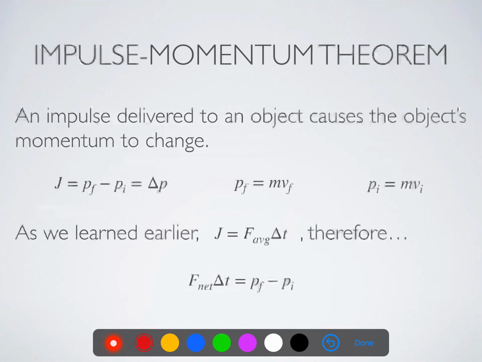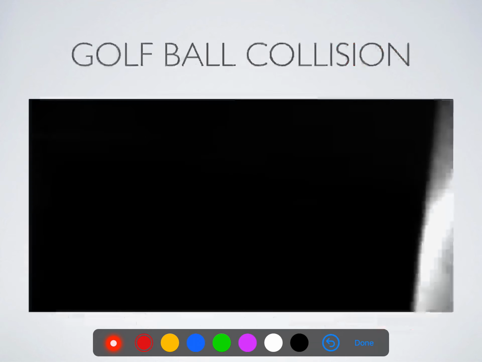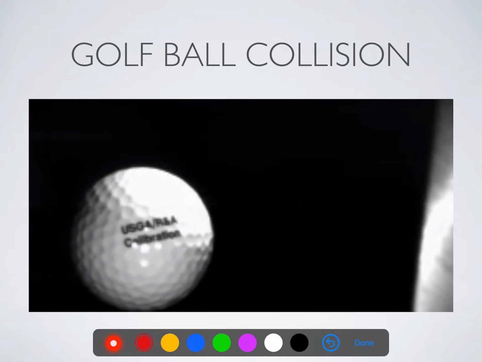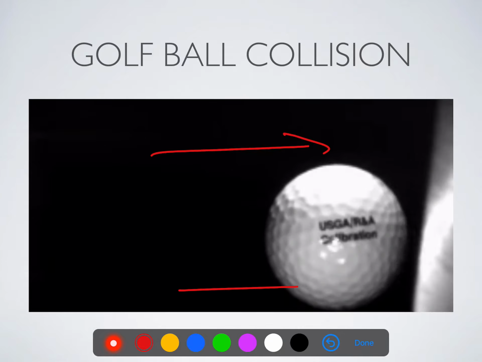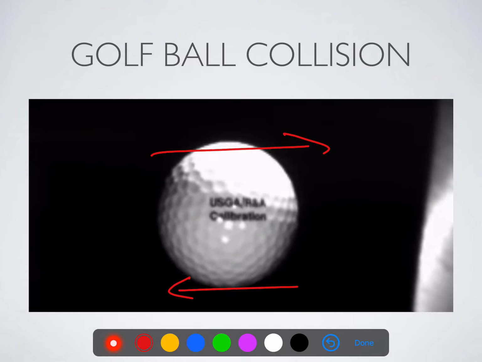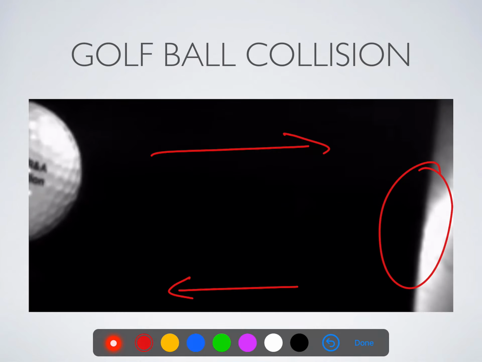So let's talk about this thing called the impulse momentum theorem. This is kind of the baseline of this entire unit right here. An impulse delivered to an object causes the object's momentum to change. Now let's think about this with our video example at the beginning. Here, I have a ball moving towards the wall. So its momentum is pointing in this direction. Once it hits that wall, its momentum points in the opposite direction. So we've had a change in momentum caused by an impulse at the wall.